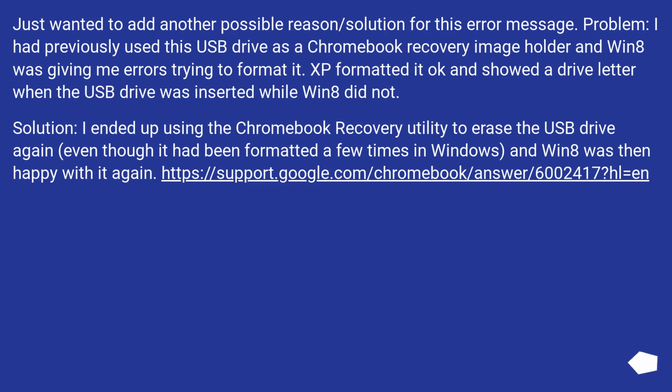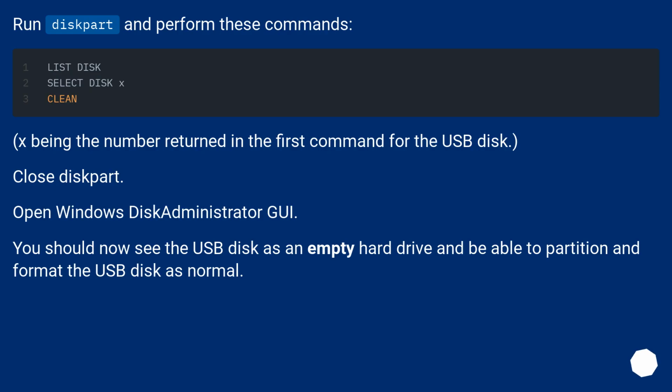This URL. Run diskpart and perform these commands, X being the number returned in the first command for the USB disk. Close diskpart. Open Windows Disk Administrator GUI. You should now see the USB disk as an empty hard drive and be able to partition and format the USB disk as normal.